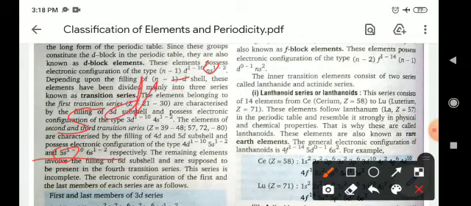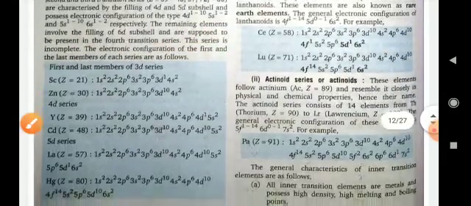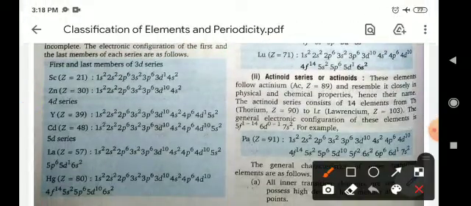Now, the remaining elements involve the filling of the 6d subshell and are supposed to be present in the fourth transition series, and this series is incomplete. The configuration of the first and the last member of this series are as follows. Scandium, the first member, 3d1 4s2, and zinc, the last, 3d10 4s2.